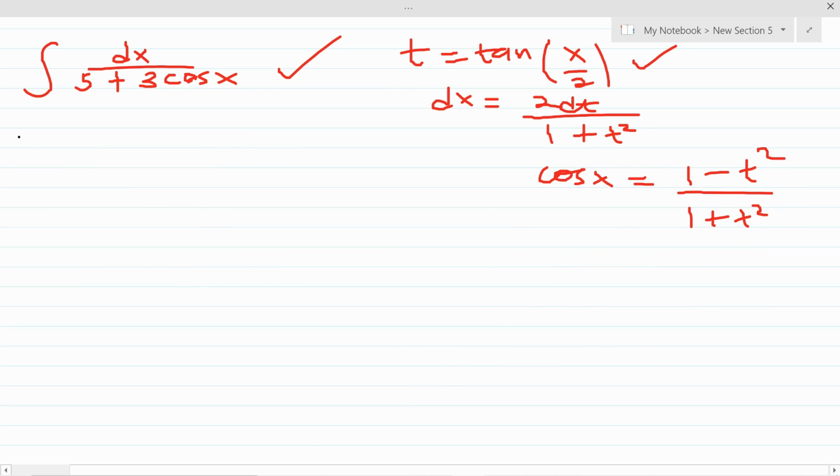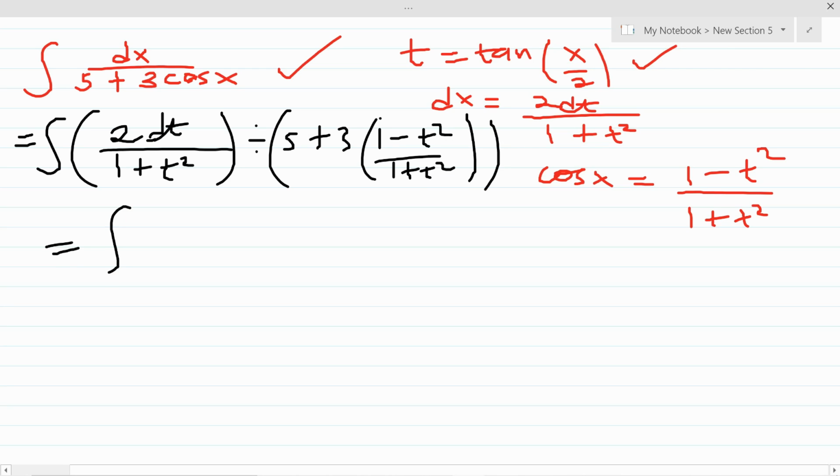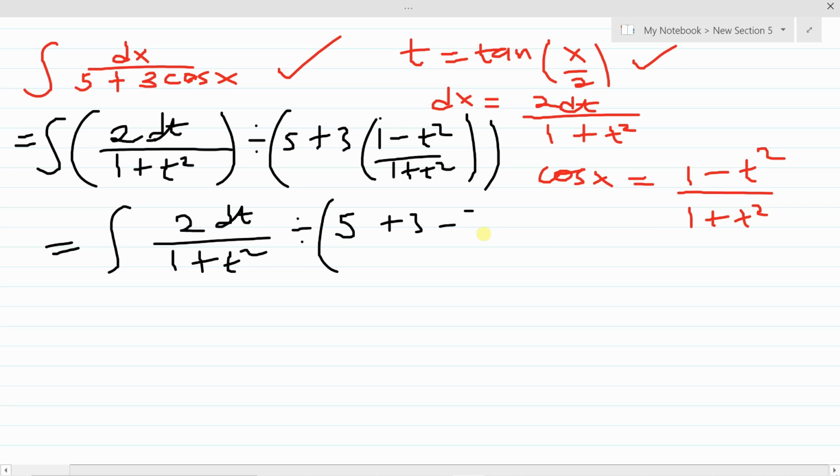So now with this, the whole of this integral will be something like, dx is what? 2 dt over 1 plus t squared. Then the whole of this divided by 5 plus 3 times (1 minus t squared) over (1 plus t squared). And the whole of this will give us something like the integral of 2 dt all over 1 plus t squared, divided by 5 plus 3 minus 3t squared over 1 plus t squared, okay?